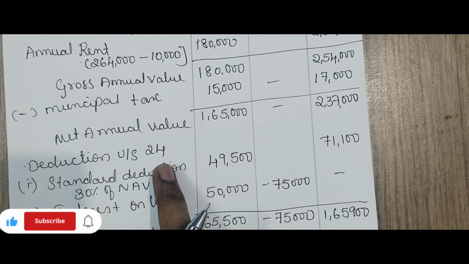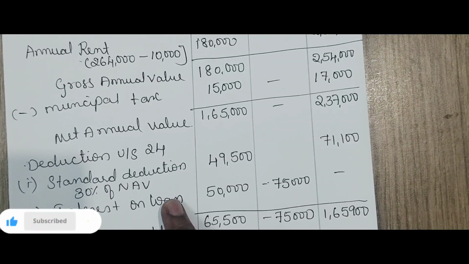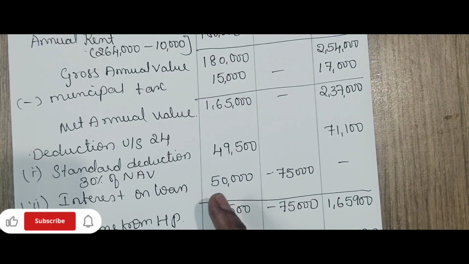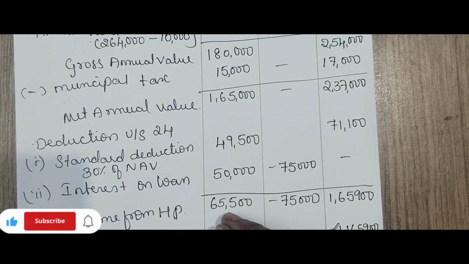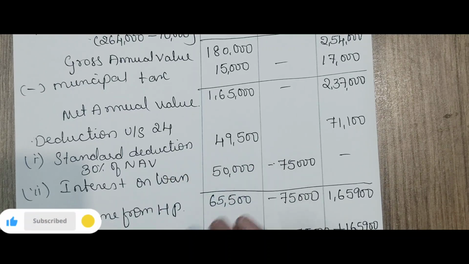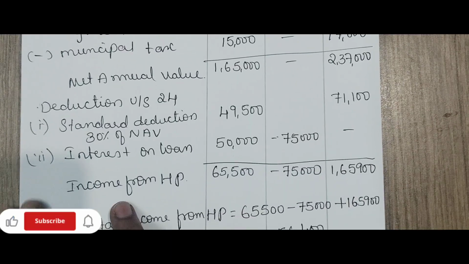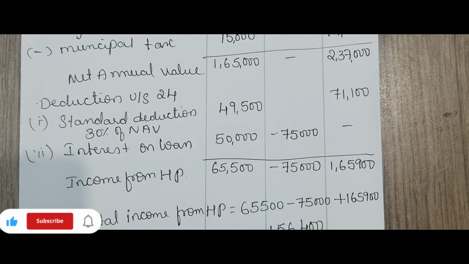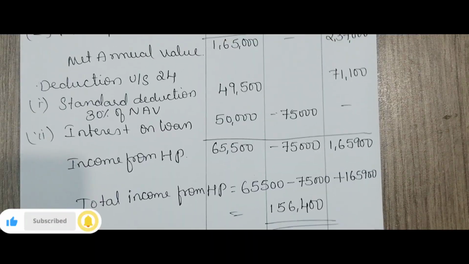Then deduction under section 24. The first deduction is standard deduction, 30% of NAV. On NAV you are going to calculate it. Then interest on loan. Sometimes they will give interest on marriage and all, you should not take it. Interest on repair, that also you are going to take. Only other than construction related, if anything is given, you are not taking. Only related to construction you are going to consider interest on loan. Then you will get income from house property. Because there is no income, only interest you are paying, it is a loss, that should be minus. Then you will get the total income from house property. I hope all of you have understood.